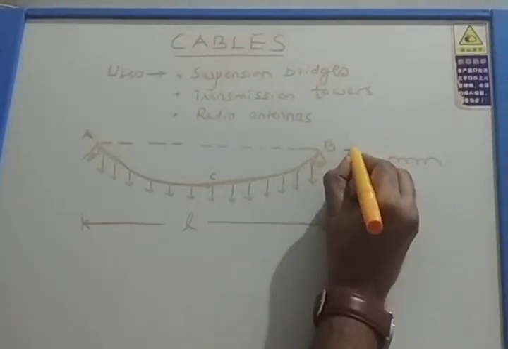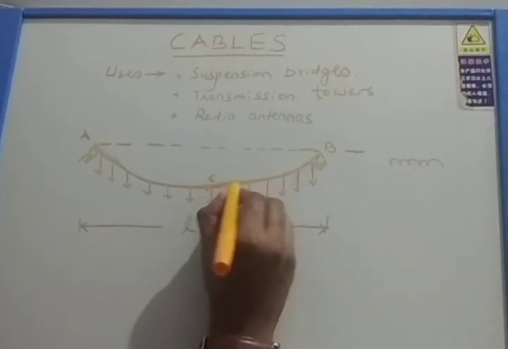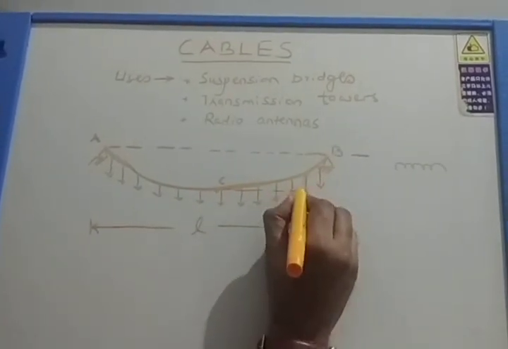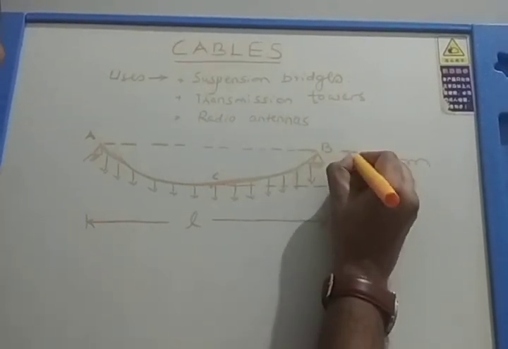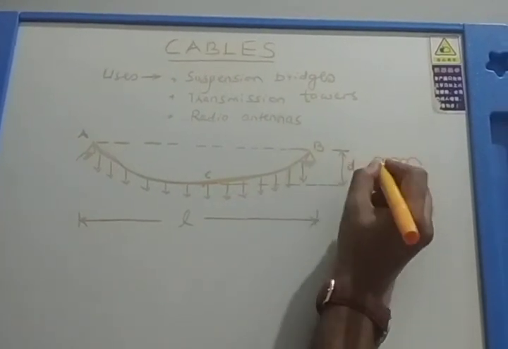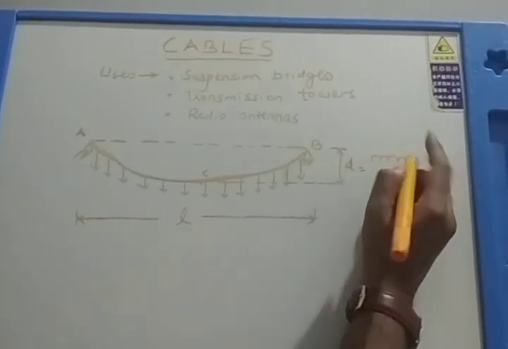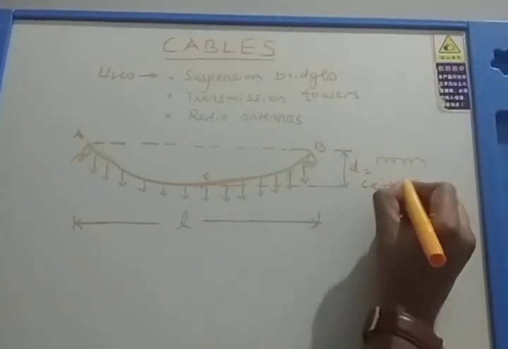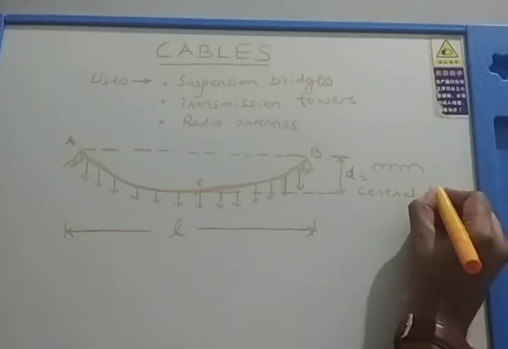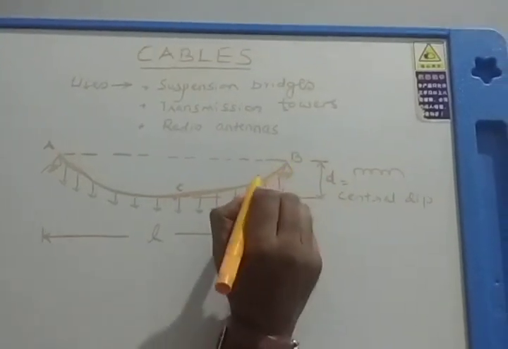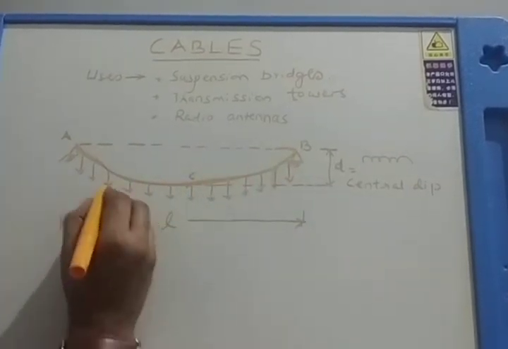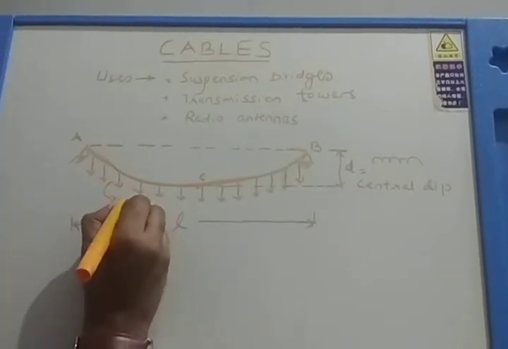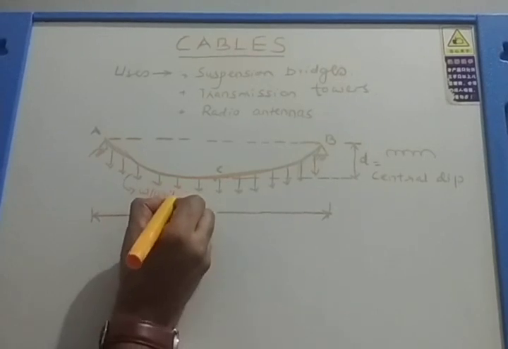L, you know already what is span, and the vertical distance between the supports to the lowest point of the cable, this is D. We call this dip, D, central dip. Okay, so this is central dip D, and these are the supports A and B. The cable is subjected to uniformly distributed load W per unit length.